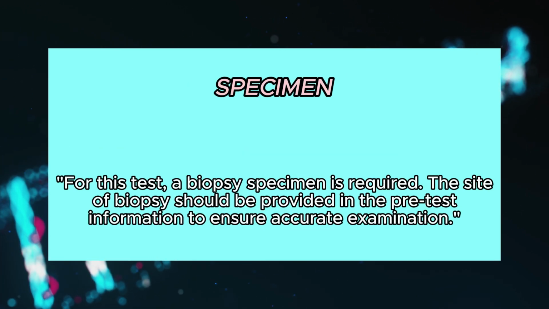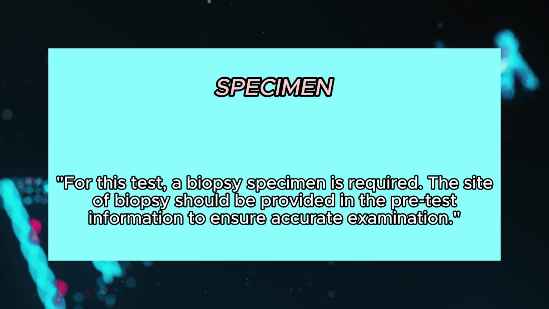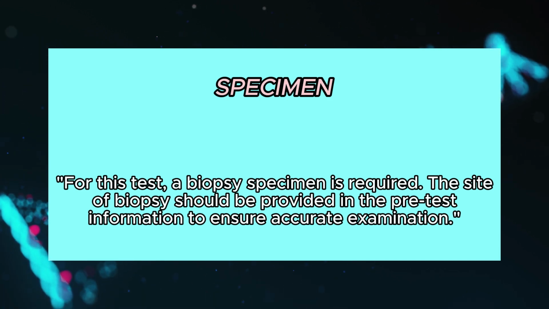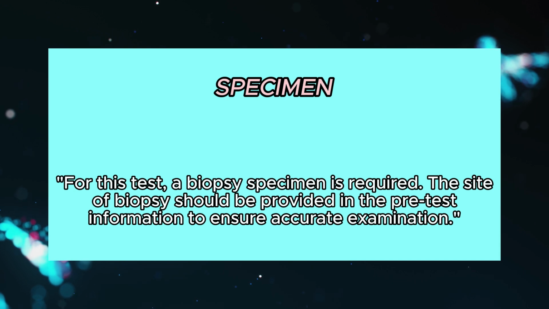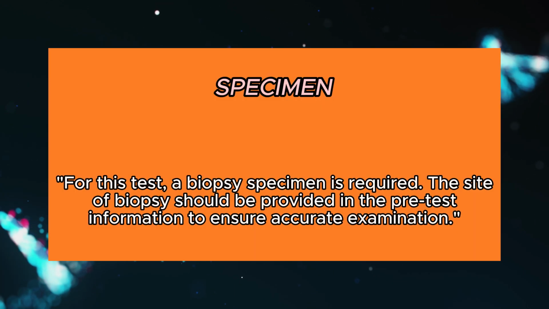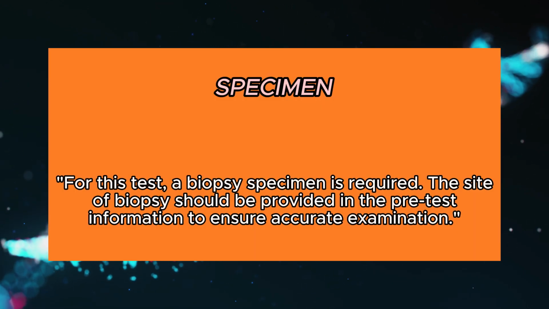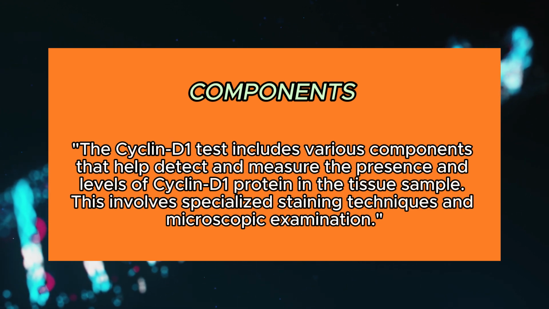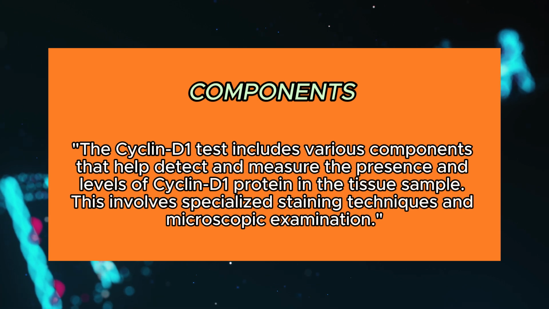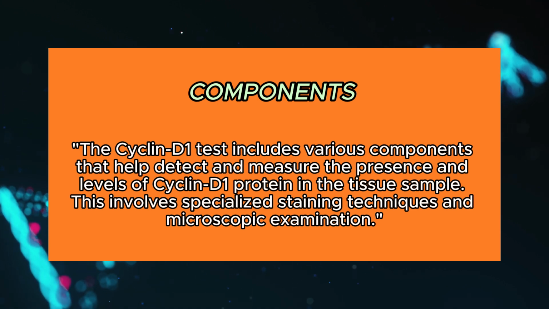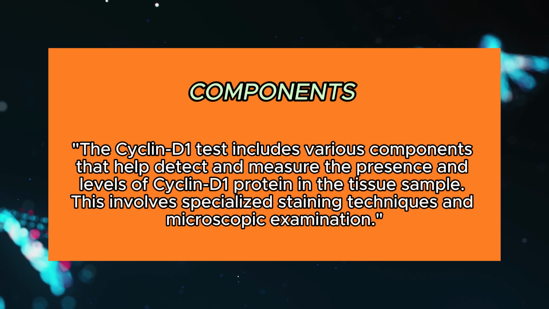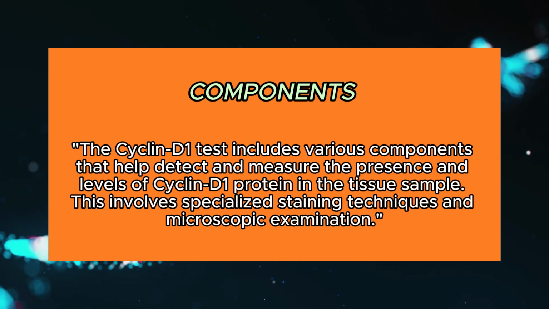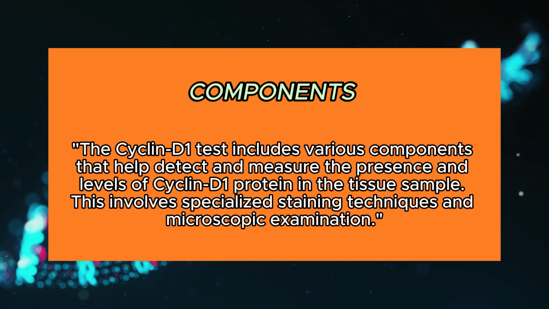Specimen used. For this test, a biopsy specimen is required. The site of biopsy should be provided in the pre-test information to ensure accurate examination. Components included. The CYCLIN-D1 test includes various components that help detect and measure the presence and levels of CYCLIN-D1 protein in the tissue sample. This involves specialized staining techniques and microscopic examination.